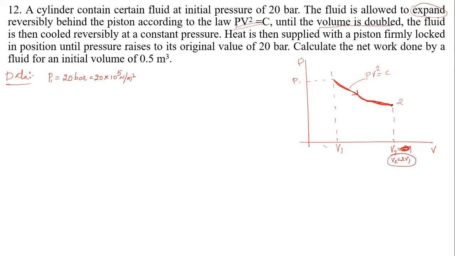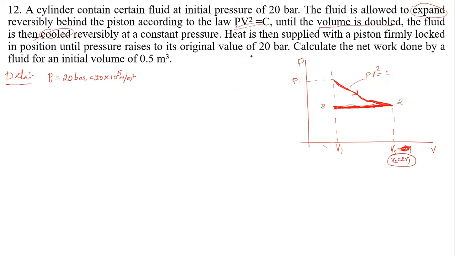Constant pressure means it is a horizontal line. I can write it to this side also. Now they particularly mentioned it as cooled. Cooled means volume decreases. Therefore, you should write the constant pressure line like this, not to the other side. If you write it on that side, it will be heated, where volume will increase. Since it is cooling, volume decreases and pressure is constant. This is process 2 to 3.